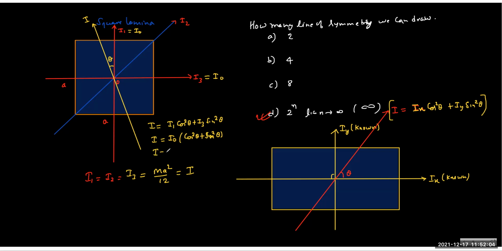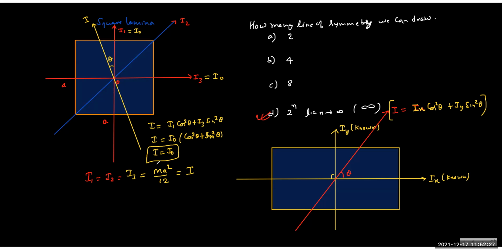And so I becomes, and this is the proof which says that the moment of inertia is independent of theta. You can see the answer has no dependency on theta for a square lamina, but this is not true for the rectangular lamina, because here the Ix, Iy are different. So that we cannot take it common and add sin square and cos square to get one.